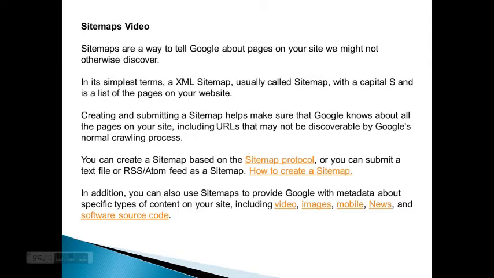You can create a sitemap based on the Sitemap Protocol, or you can submit a text file or RSS/Atom feed as a sitemap. In addition, you can also use sitemaps to provide Google with metadata about specific types of content on your site, including video, images, mobile, news, and software source code.